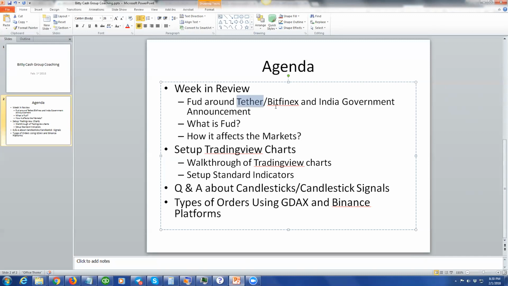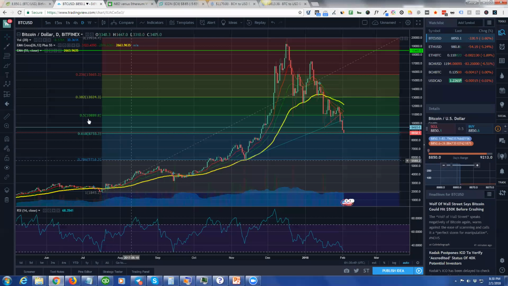So one of the things was people have been questioning whether they have the money to back all of this Tether that's out there. And if you ever want to really get into understanding what Tether is, just do a search in Google for Tether. But what happened was that the U.S. Trade Commission had subpoenaed their records, Bitfinex's records. And when the news was released on Tuesday, and I'm going to show you the charts, they said that they were sent that subpoena on Tuesday.